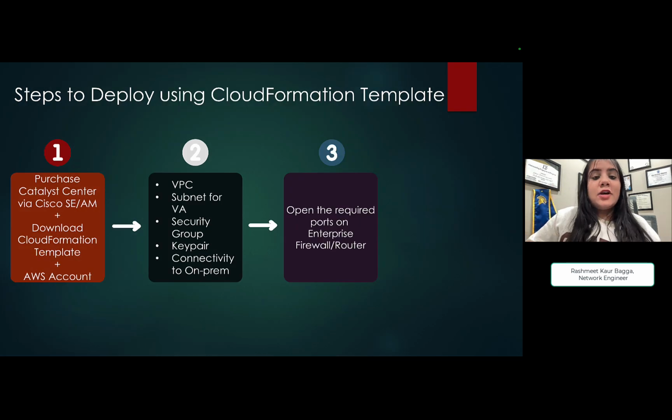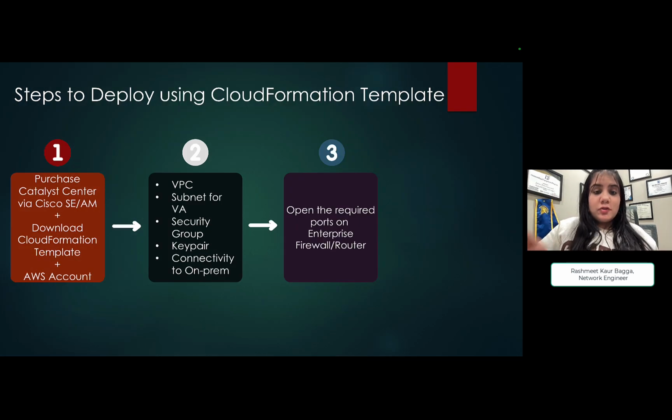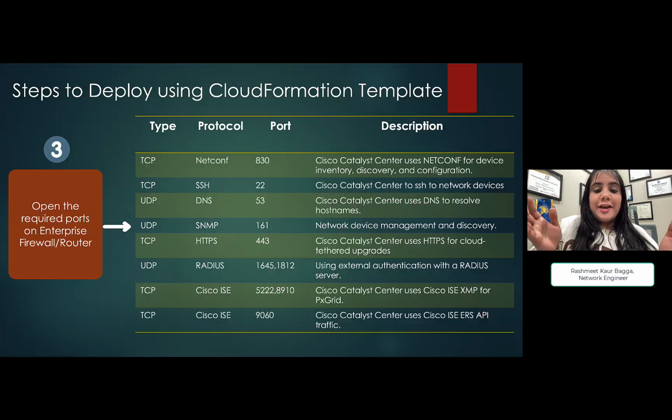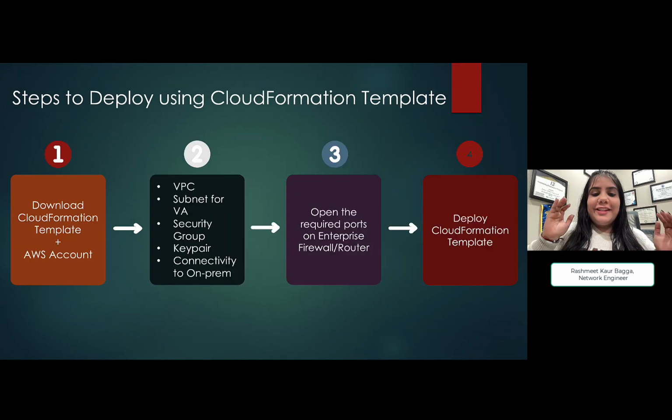Once that's done, step 3 is on your enterprise firewall. Open all the ports for inbound and outbound traffic. Here are all the ports for inbound and outbound traffic. A few examples of ports are 22 for SSH, 80 and 443 for HTTP and HTTPS, 830 for NETCONF for streaming telemetry. The last step is to run the CloudFormation template on AWS to bring up the Catalyst Center on AWS.